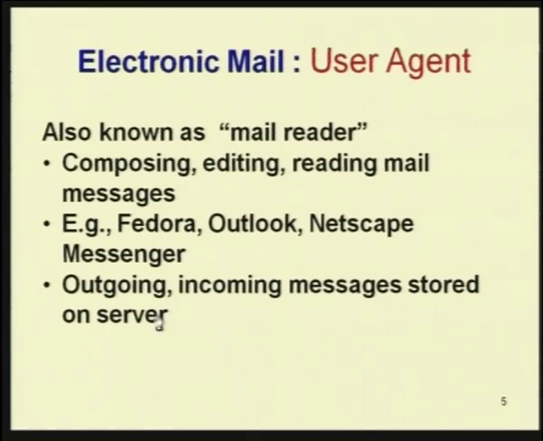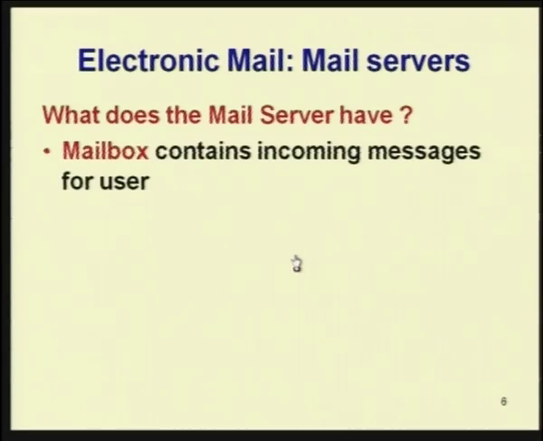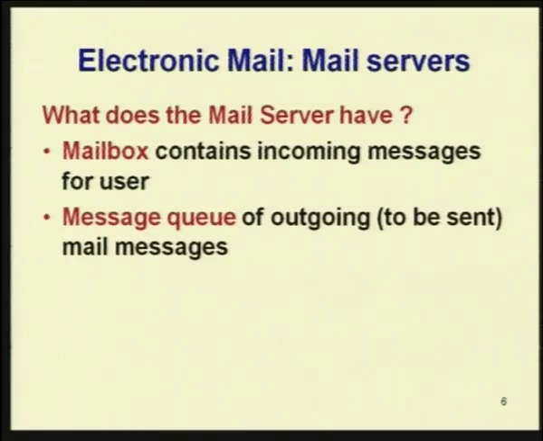Typically what happens is the outgoing and incoming messages are stored on the server. So, the mail reader or the user agent is just used for accessing these messages and for composing and editing the messages that we need to send. Now, if you look at the mail servers, what is it that the mail server does? What are the components that are there in the mail server? You will see that the mail server has a mailbox which contains the incoming messages for the server and a message queue of outgoing mail messages that are to be sent to other mail servers.